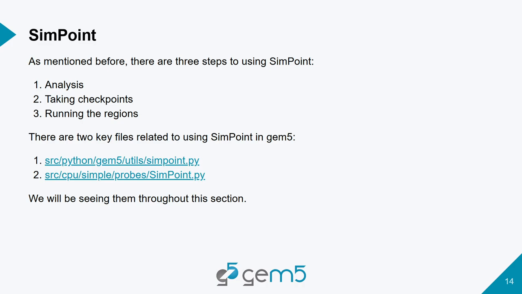So there are two key files that are related to using SimPoint in gem5. One is the SimPoint file under the Python gem5 util, which is the standard library interface for using SimPoint. And the other is also a SimPoint file, but it's under CPU simple probes, which is the SimPoint probe point, the underlying feature for analyzing basic block vectors for SimPoint. And we will be seeing them throughout the section.